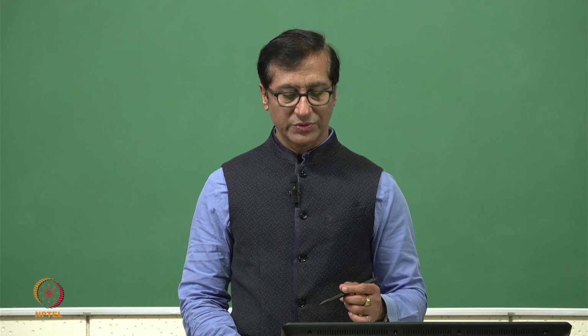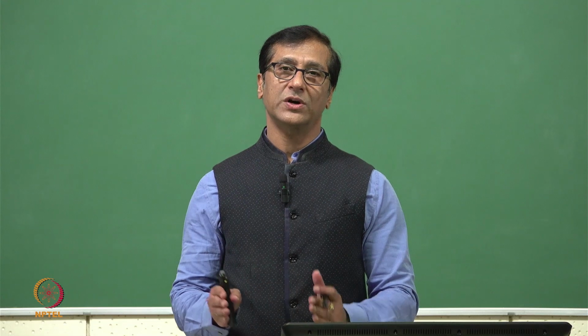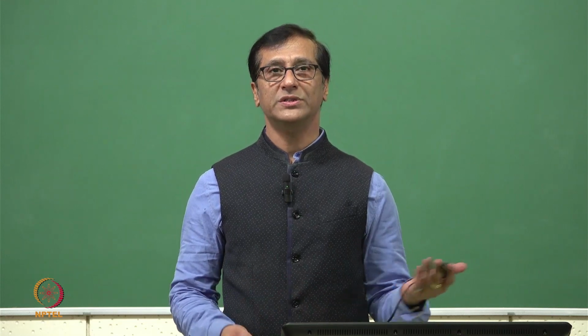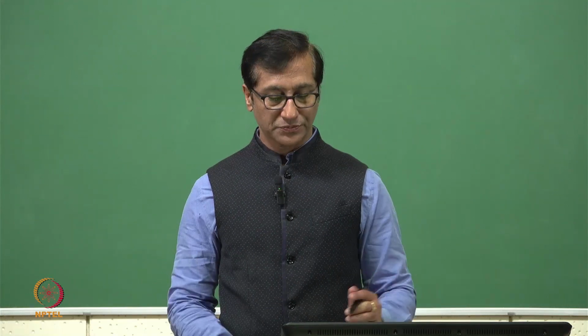Now next, how do we compare the different things, like we have hardness, we have cost, we have thermal expansion? Either we do normalization or we use some sort of utility score. For the utility score, basically we give marks from 0 to 10. 0 means totally useless, 10 means the best, we don't have more than that.